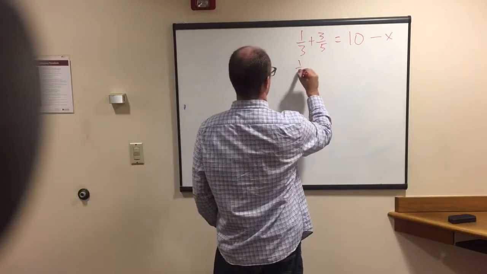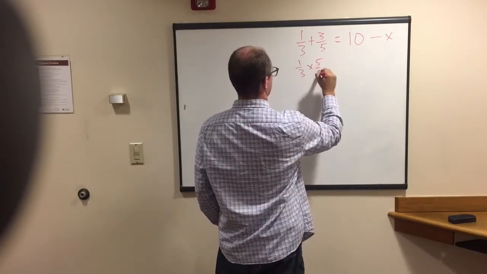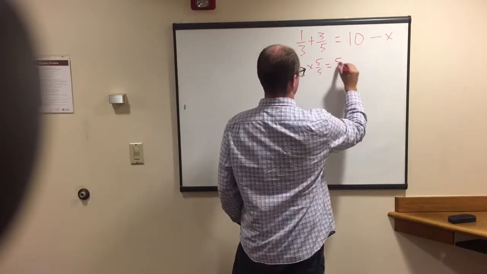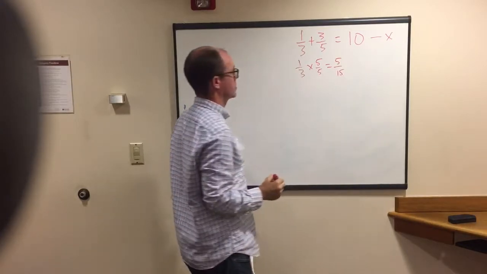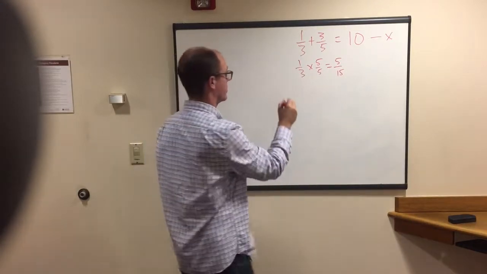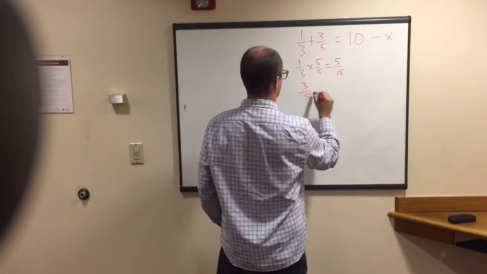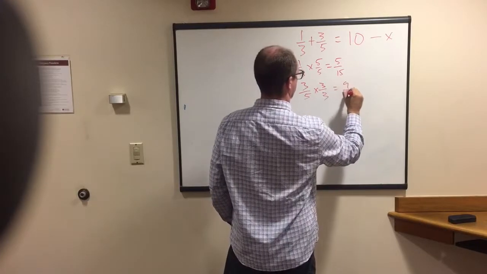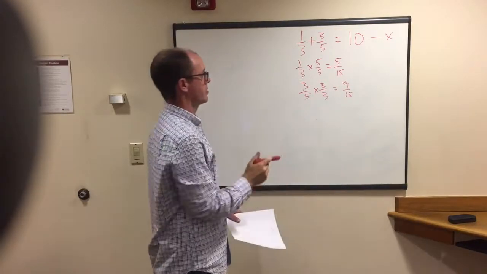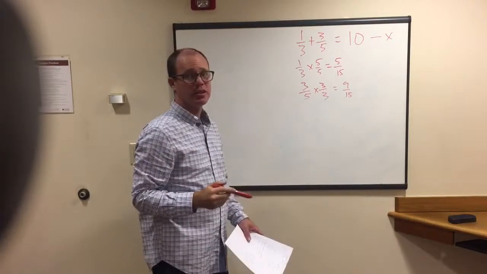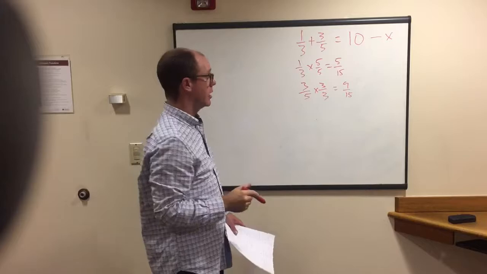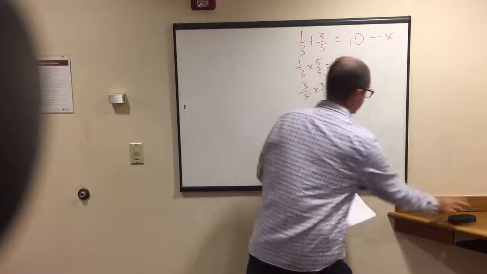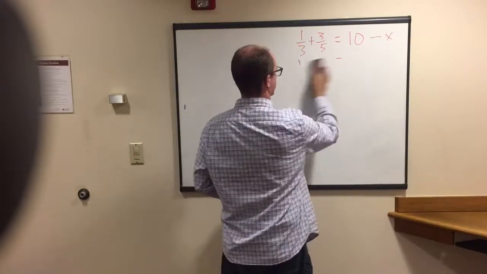So we go 1/3 times 5/5 equals 5/15. And then over here we have 3/5 times 3/3 equals 9/15. Okay, so we do that so that now we have the denominator the same, which now is 15, then we can add 5 and 9 together, right? So now we can erase this, make sure we have enough room.